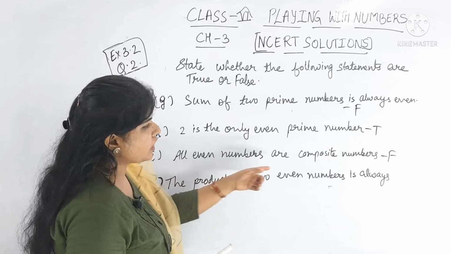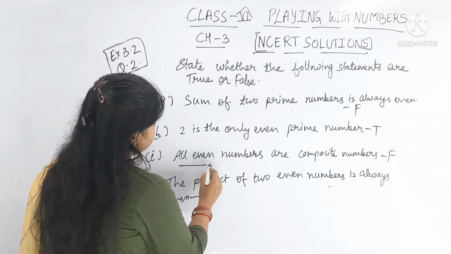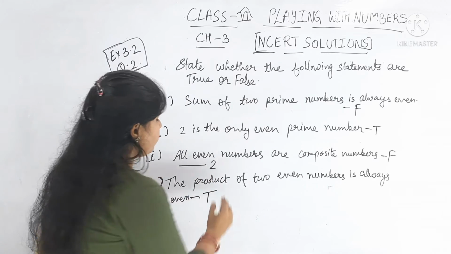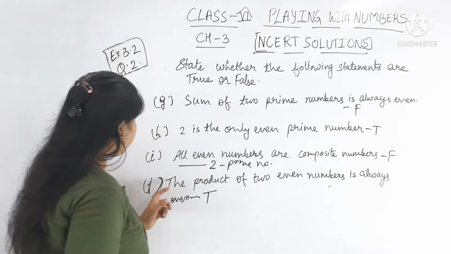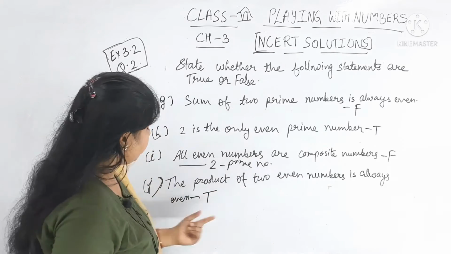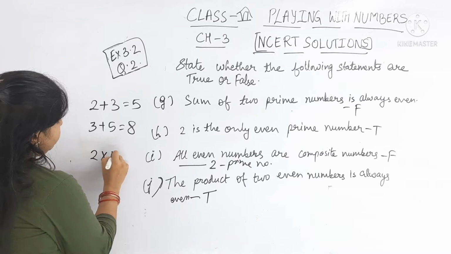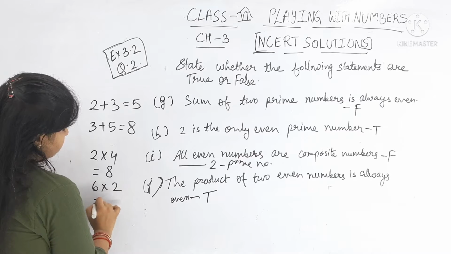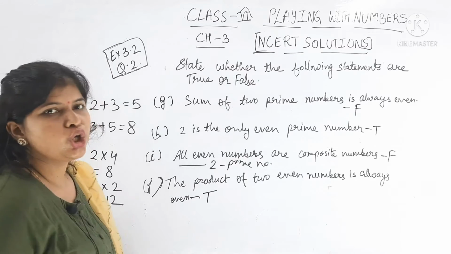All even numbers are not composite numbers, because in even numbers, 2 is also a prime number, that is not a composite number. 2 is the prime number. The product of two even numbers is always even. So the product of two even numbers: 2 into 4, I am getting 8; 6 into 2, I am getting 12. Means an even number I am getting, that is true.